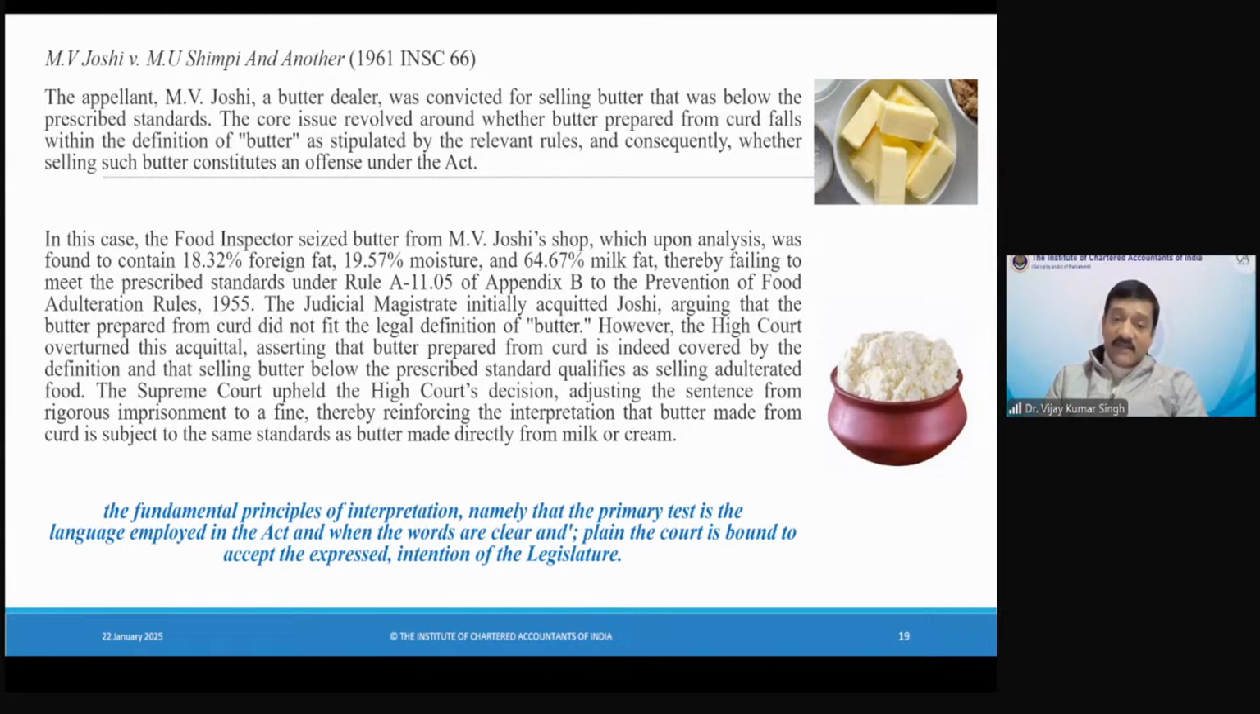The Supreme Court upheld this decision of the High Court, adjusting the sentence from rigorous imprisonment to a fine, thereby reinforcing the interpretation that butter made from curd is subject to the same standards as butter made directly from milk or cream. So the fundamental principle of interpretation is that the primary test is the language employed in the Act, and when the words are clear and plain, the courts are bound to accept it as the intention of the legislature. There is no further scope of interpretation on that. I hope this point is clear to you.